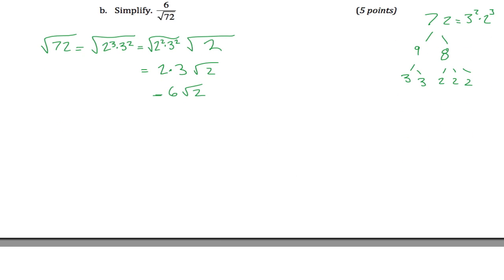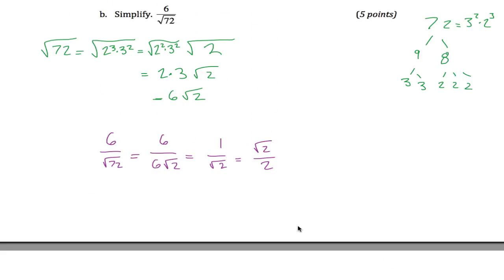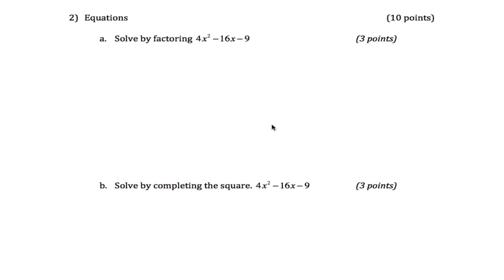So with all these simplifications, it makes this problem a little bit easier. We're trying to figure out what is 6 over the square root of 72, but the square root of 72 is just 6 root 2. So we can cancel out the 6's and call this 1 over root 2, which we can rationalize, multiply the top and the bottom by square root of 2, to get root 2 over 2 is our final answer. Alright, that's the end of problem 1. Moving on to problem 2.